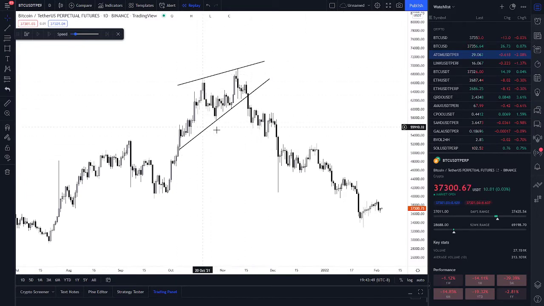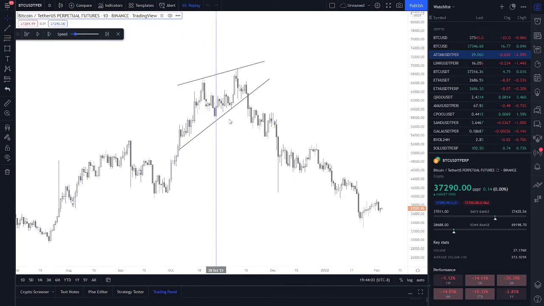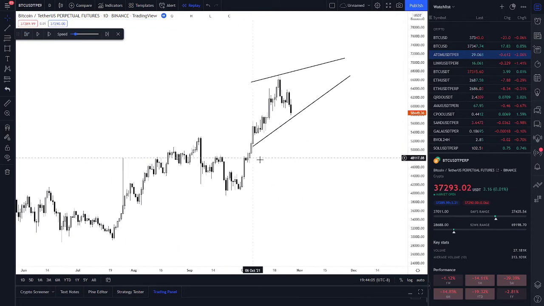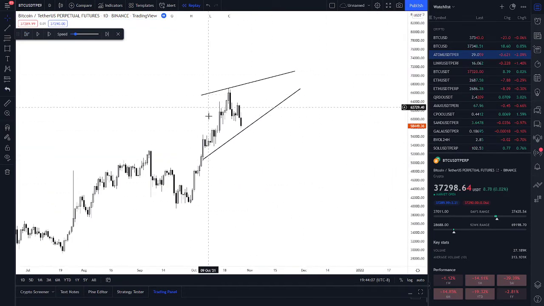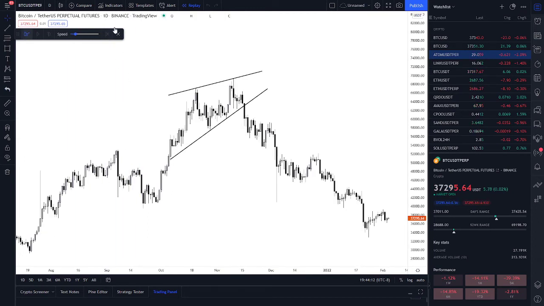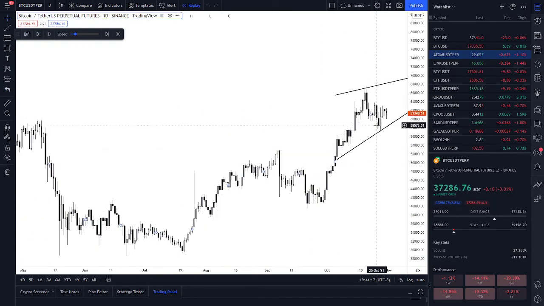So I had drawn, back in my Insight channel, I drew this back in December. Actually, it was November. And we didn't have all this data. We were here. Actually, no, sorry. We were here because I had drawn the trend line.